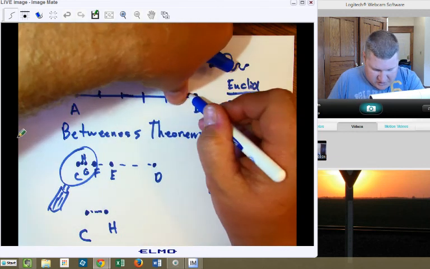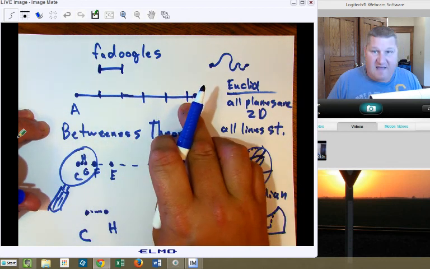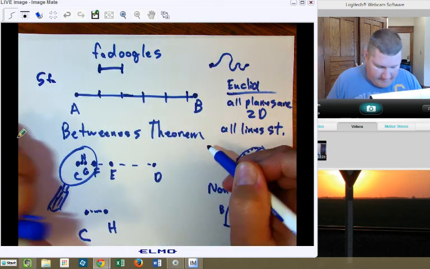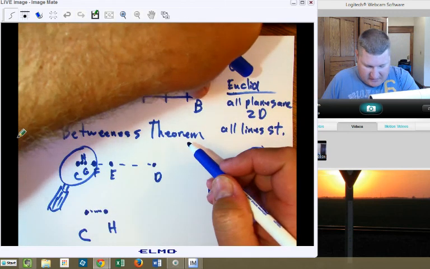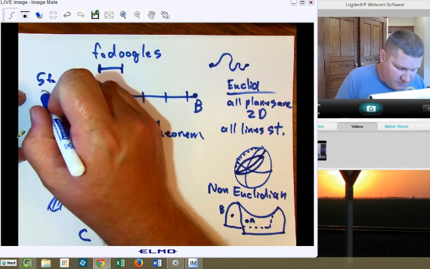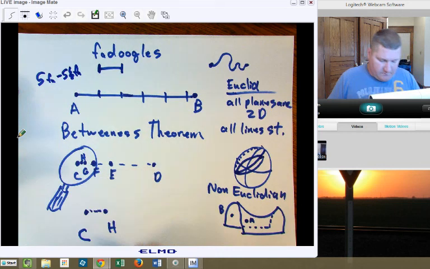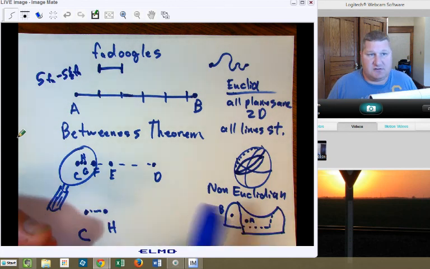I could measure it, and I'm going to call it 1, 2, 3, 4, 5 full Fadoogles. So that would be 5 FA. Although you could get even a bit more specific, you say, well, okay, that looks to be approximately half a Fadoogle. So maybe it's somewhere between 5 and 5.5 Fadoogles. Okay. And so you can use that international measurement as a means of finding the length of a particular segment.